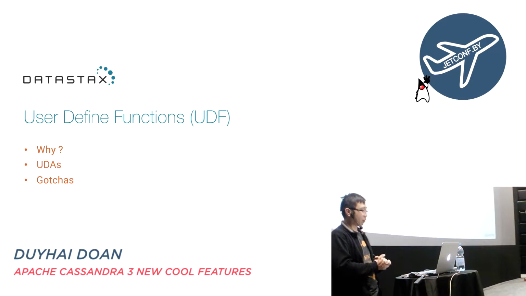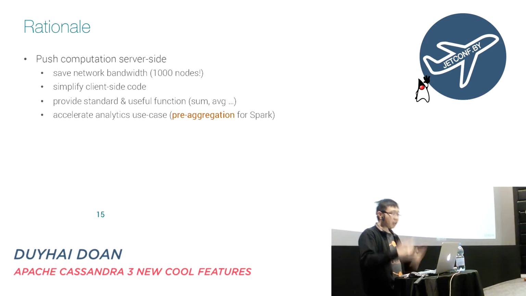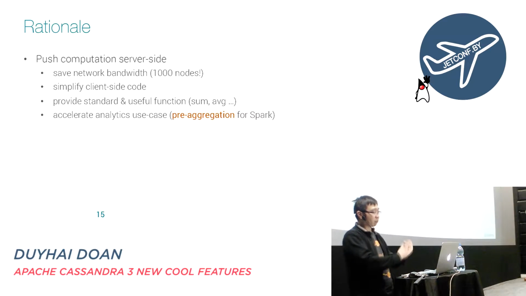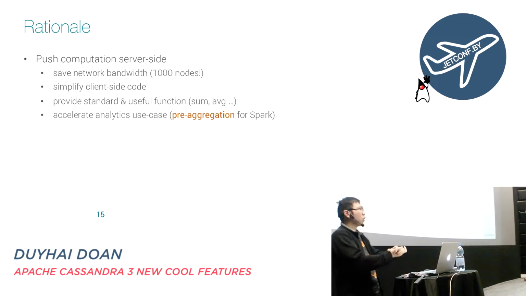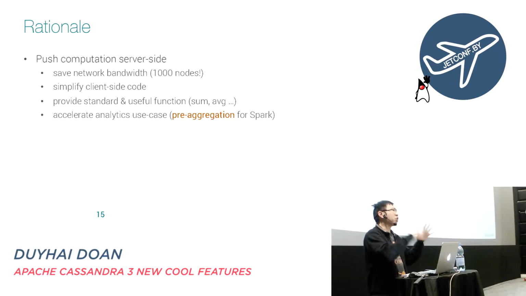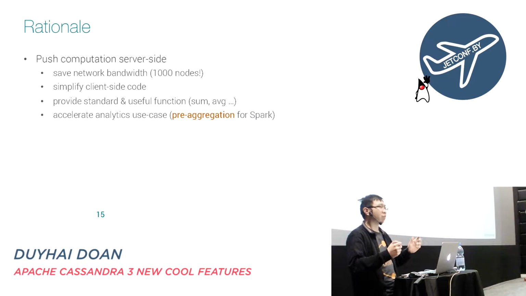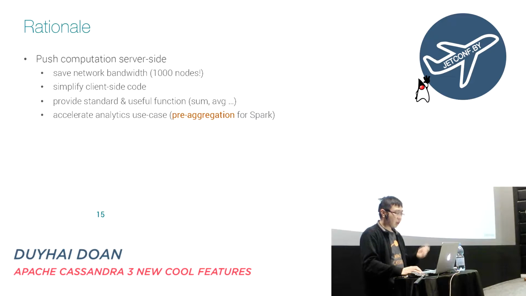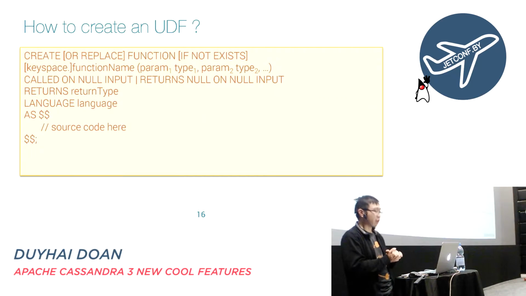User-defined function. What is it? The idea is to push the computation directly on the server. Okay, so if you have like 10 machines in production, there is not much gain. But if you have a lot of machines in production, for example, Netflix, they have 1,000 machines in a cluster. So when you are pushing computation to the server side, you are saving some network bandwidth. And also it can accelerate pre-aggregation for Spark.